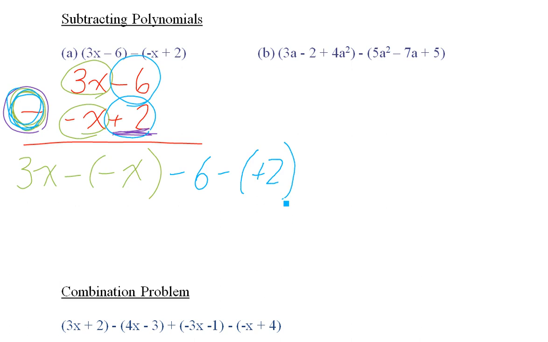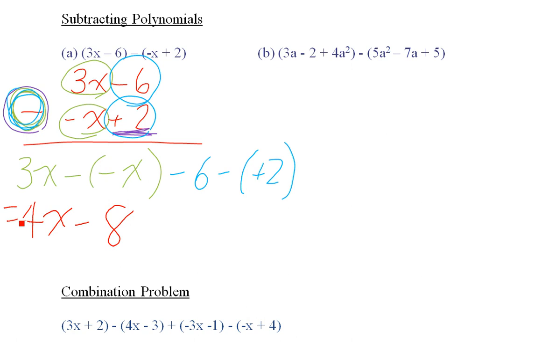So technically speaking, 3x minus negative x actually becomes 4x. And negative 6 minus positive 2 is actually negative 8. So check to see if you got that. This one's a little bit tricky.